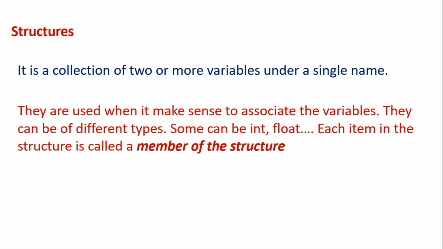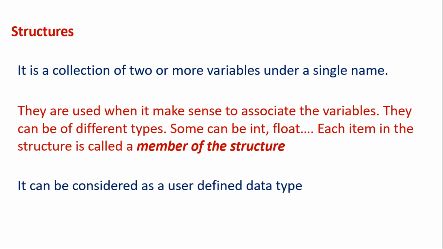Each item in the structure, or each variable in the structure, is called a member of the structure. We said different data types can be associated together, which means that each data type or each variable there can be considered a member of the structure. Now we said that this is not a built-in data type in C++, it is a user-defined data type. We define a structure in a way which we like. So this is a user-defined data type.